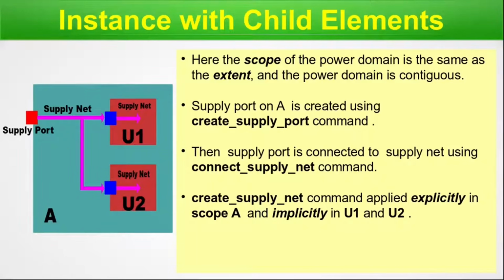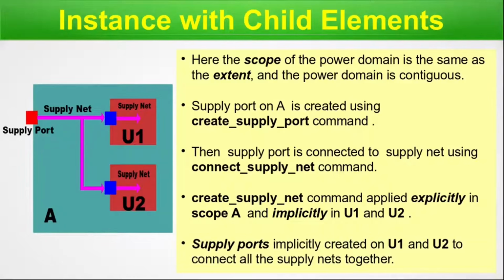We use the create supply net command explicitly for scope A, that is the top level, and implicitly for U1 and U2. So explicit means we are writing it explicitly by words, and implicitly means that by virtue of this command, U1 and U2 are getting the supply net. So this way explicit and implicit works. Next, supply ports are implicitly created on U1 and U2 to connect all the supply nets together. So the blue ports, right, they are implicitly created.